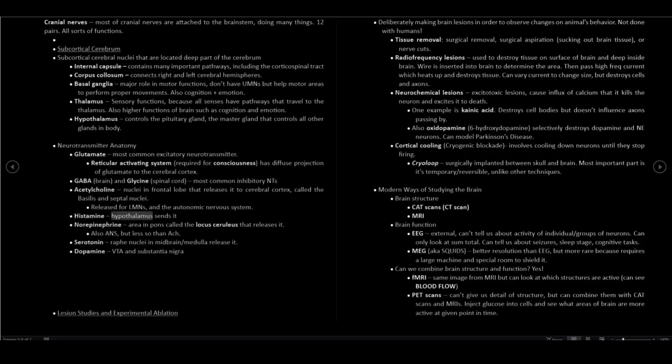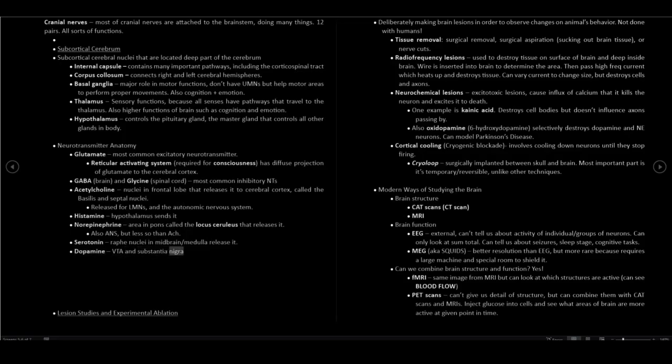Histamine: the hypothalamus sends it. Norepinephrine: an area in the pons called the locus ceruleus releases it. Also ANS, but less so than ACh. Serotonin: raphe nuclei in the midbrain and medulla release it. Dopamine: VTA and substantia nigra.